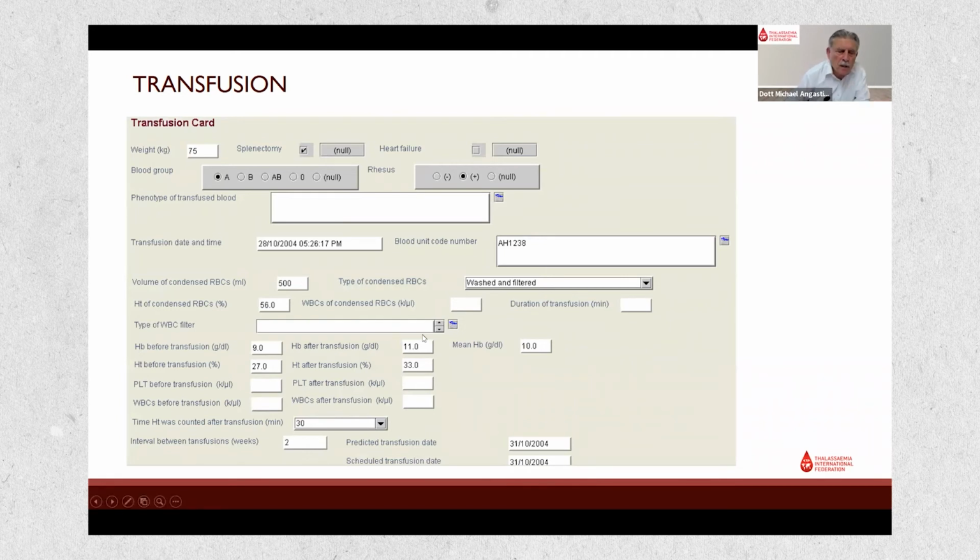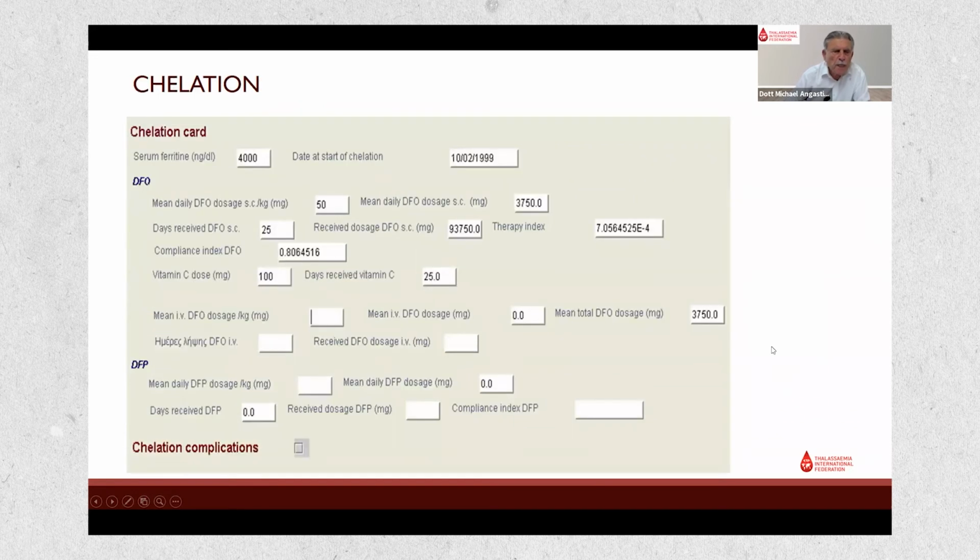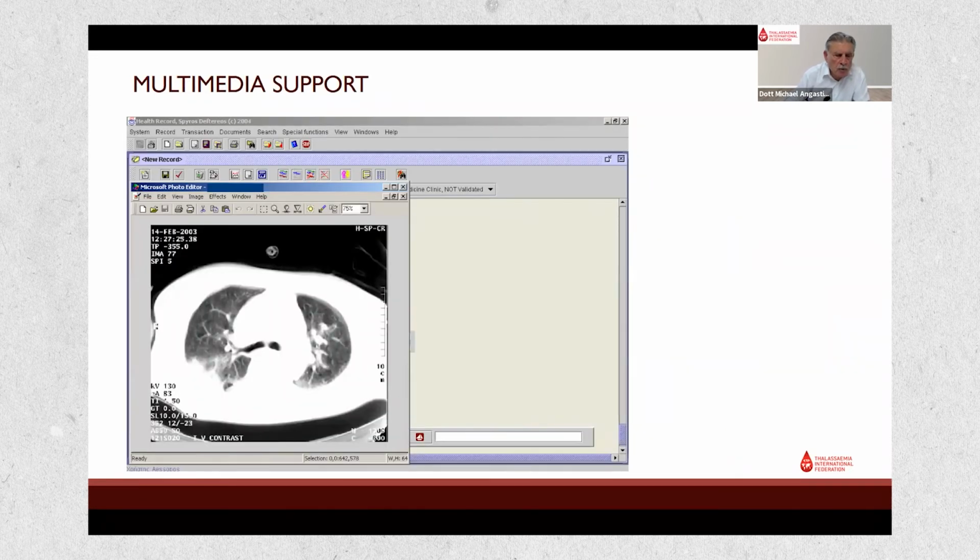And just to give you some examples of screens, this is an old screen from one of our older thalassemia records. This is the transfusion card, which will give us the hemoglobin. It will give us how much blood has been transfused, chelation data, and media support, which can actually show us MRI results, X-ray results, and others which are useful in consultations.